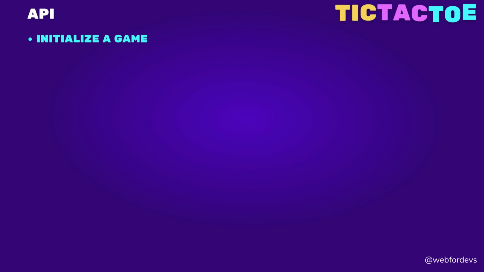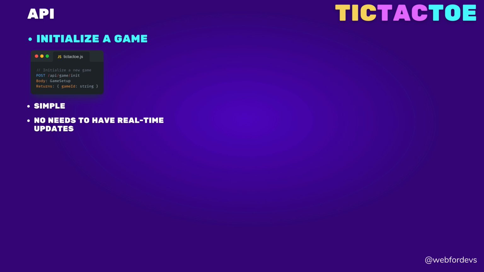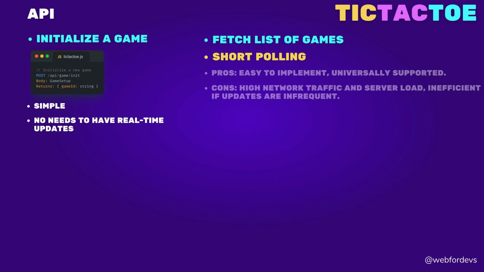Now let's talk about API. For starting a game, a classic REST call is our best bet. It's simple and there is no need for real-time updates at this stage. When players are browsing for games to join, REST would work, but it might not reflect the most current game availability. We might think about short polling, where the client checks in at regular intervals for updates. The problem is that it can lead to unnecessary network traffic and server load, especially if updates are rare.